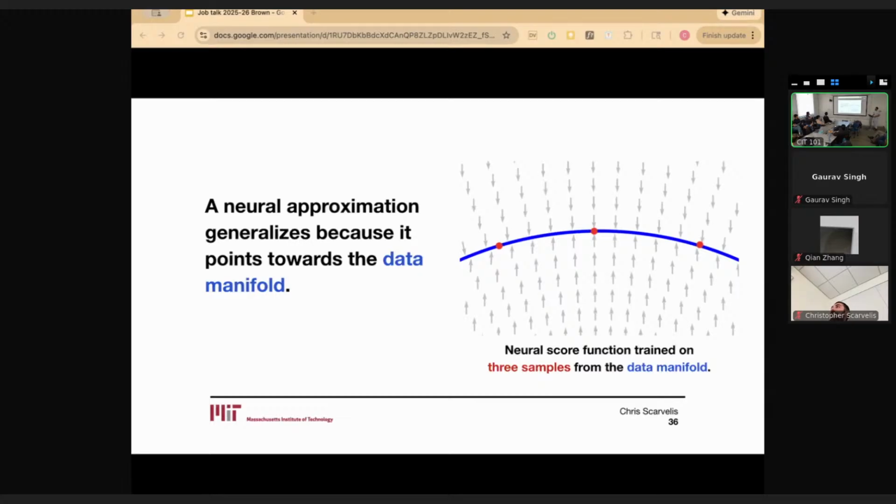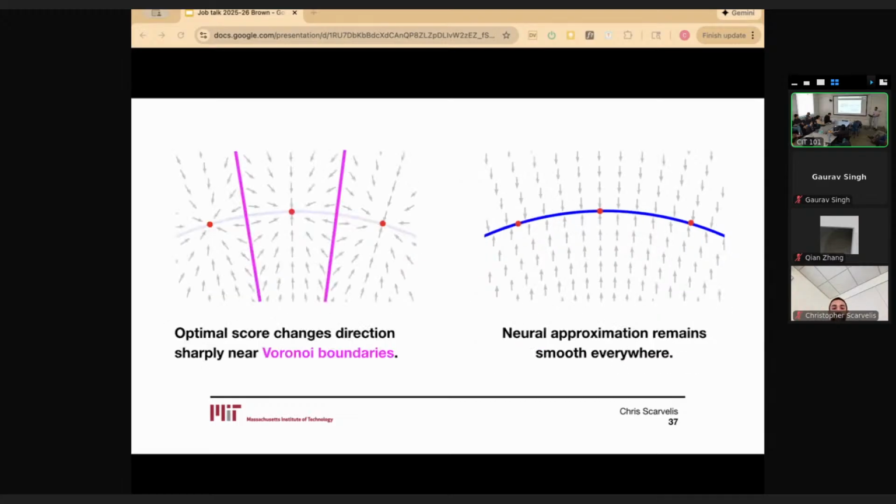We don't do that in practice though, right? Instead, what we do is we train a neural net to approximate the optimal score, and we get a vector field like this one, which points towards the blue data manifold rather than the red training samples. This is what enables our diffusion model to generalize. Now, in light of this, I want to compare the optimal score function and its neural approximation by plotting them side by side, and we'll see if there's any differences that jump out at us.